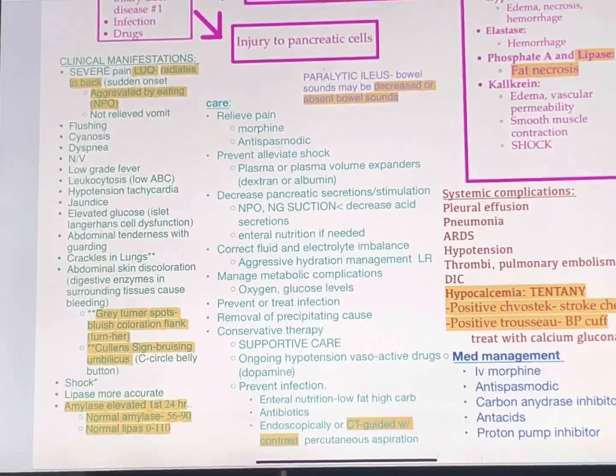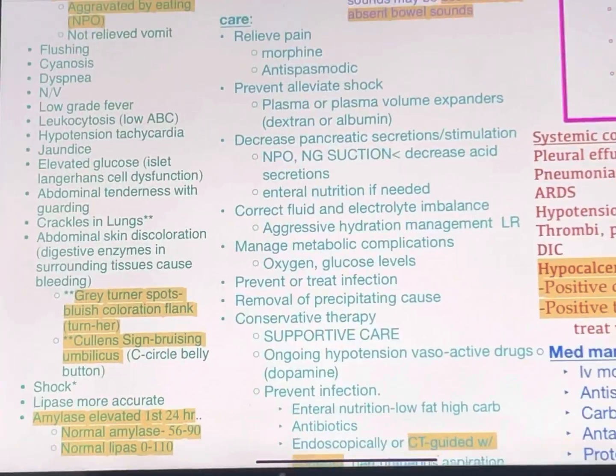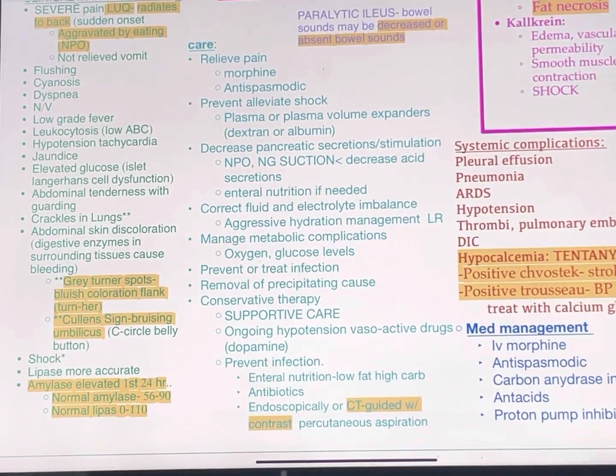The care for pancreatitis is mostly what we call supportive care or comfort care. We are going to just treat the symptoms and/or the cause if we can, but mainly we're treating the symptoms and trying to prevent the patient from getting worse. Like I mentioned, these patients are in severe pain. Our number one goal is to relieve their pain with morphine and an antispasmodic. We also want to prevent and/or alleviate shock, and we can do this with plasma or plasma volume expanders, which are dextran or albumin.